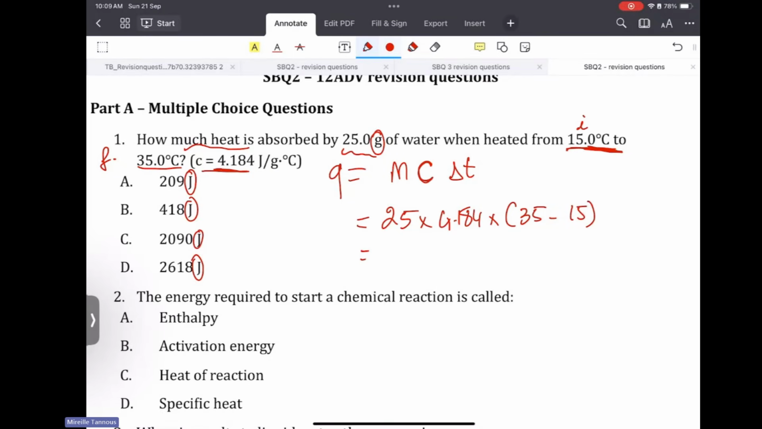15, and then we multiply 35 minus 15 times 4.184 times 25. The answer would be 2092, which is this one, the closest, joules.